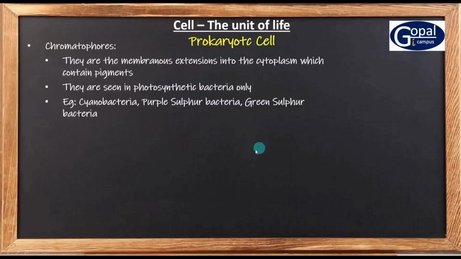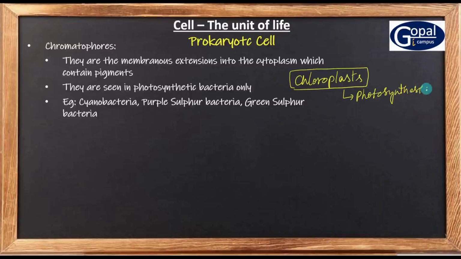So that is why these chromatophores are similar in function to the chloroplasts of eukaryotes, because in eukaryotes the photosynthesis is done by chloroplasts. So chromatophores and chloroplasts are similar in function.